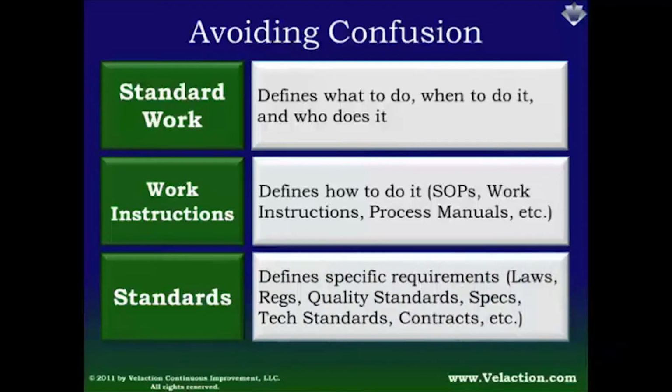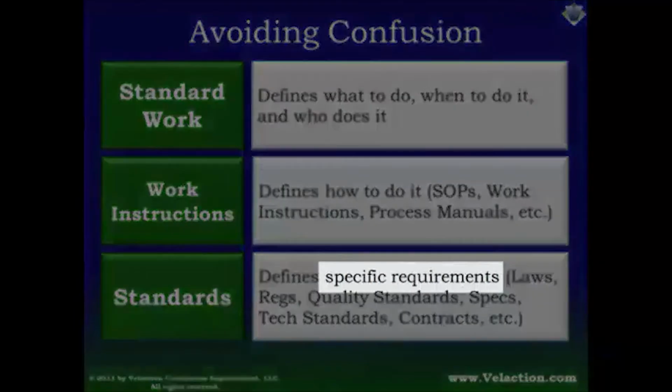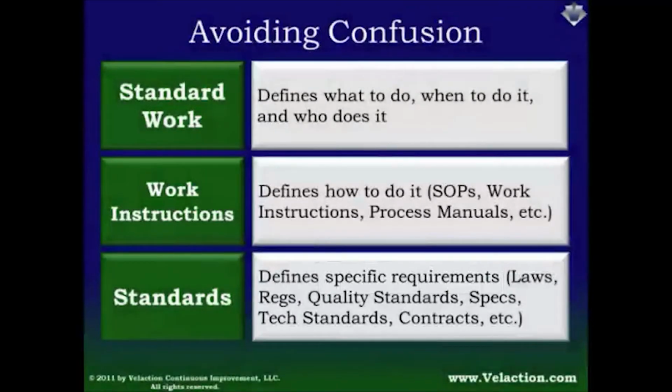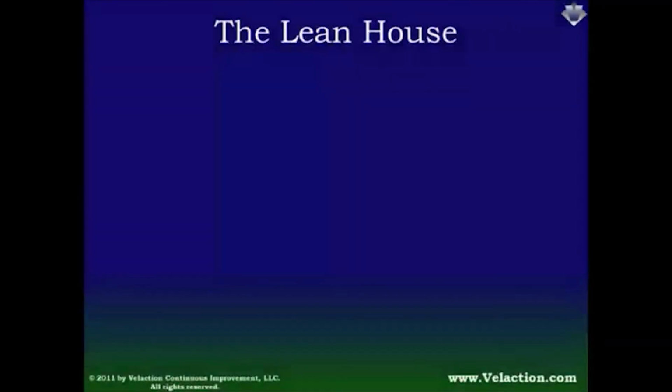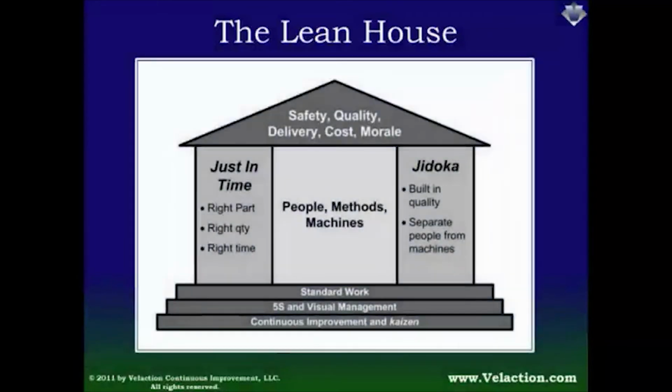And finally you have standards. Now these are the specific requirements that must be delivered by the standard work and work instructions. They include things like regulations, laws, quality standards, specifications, or even technical standards or contractual obligations that you have to deliver on. So while these three different things are related, keep in mind that standard work is different from both work instructions and standards.